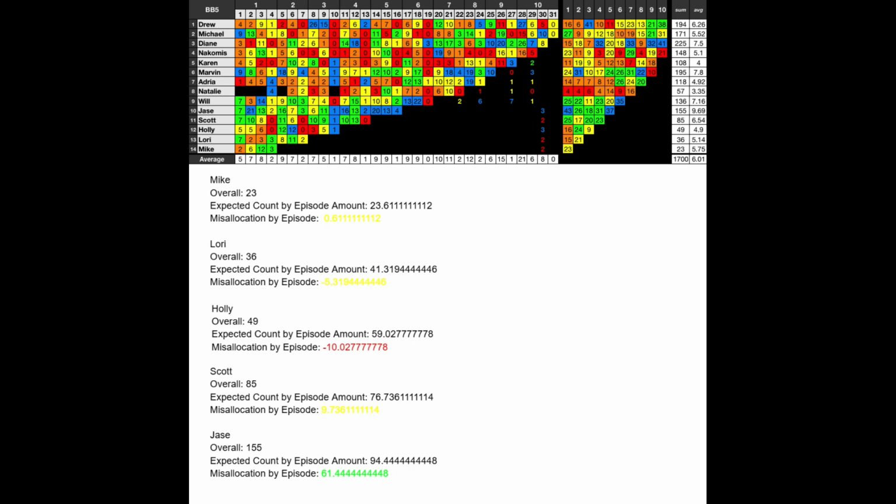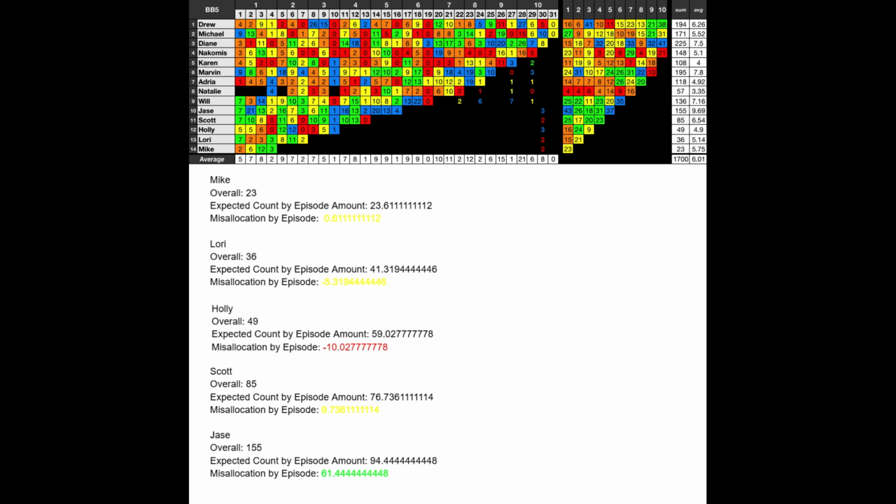Lori has an overall diary room count of 36, and her expected count by the amount of episodes she lasted is 41.31. This causes her a misallocation of -5, which is still a pretty balanced distribution pertaining her confessional count.